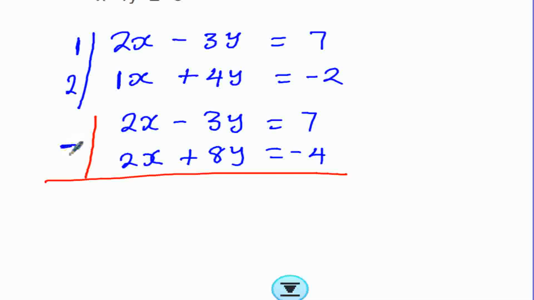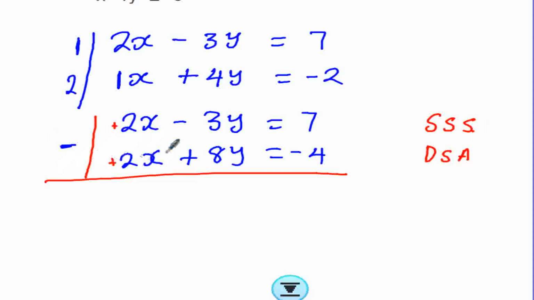The other way you could do it, just remember that same signs you subtract and different signs you add. So in case you have the same signs on the term you're eliminating, you should subtract. And if you have different signs, you should add. For example, here the signs are positive and positive. That's why we are subtracting, using this rule: same sign subtract and different signs add.